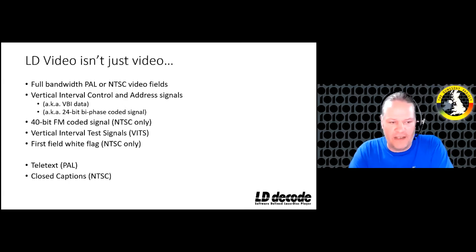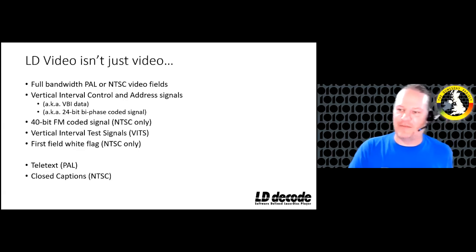There are things called VITs, the vertical interval test signals, that are in each one of these fields as well. NTSC has a thing called first field white flag. You can even have things like teletext and closed captioning, all in this video field. So you don't just have video in the video, it's video plus. It's an awful lot of other information.